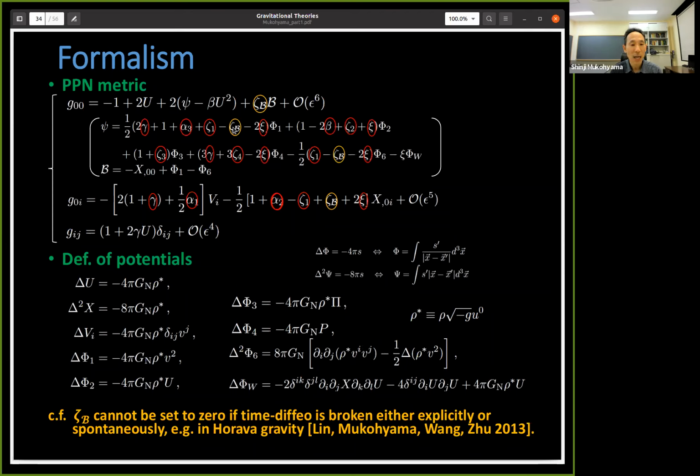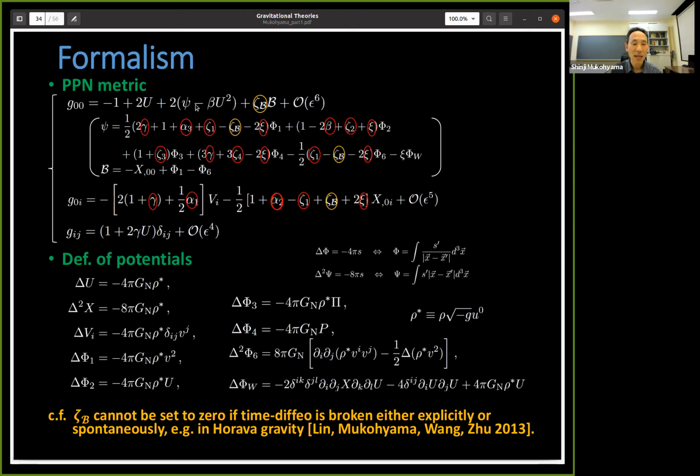But anyway, we have many potentials, and usually in textbooks they are written in the integral form like this. But the conversion from integral form to differential form is straightforward. For actual computation, at least for me, it was easy to use this differential form with Maple or Mathematica. It's very easy to compute PPN parameters in, say, scalar-tensor theories. So for this reason, I wrote down the differential form of the definition: potential U is defined by this, and X is defined by this, and so on.